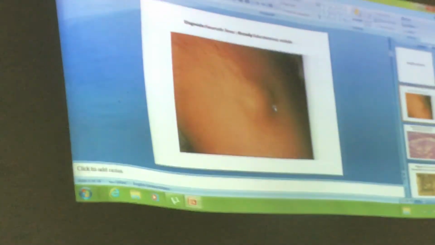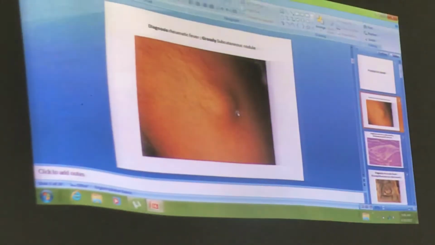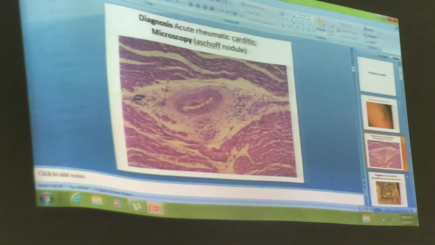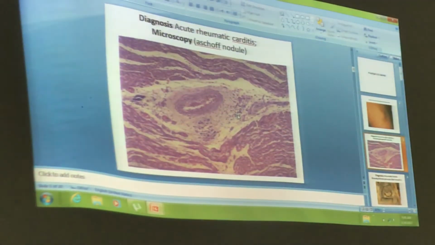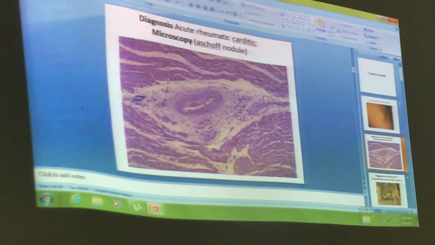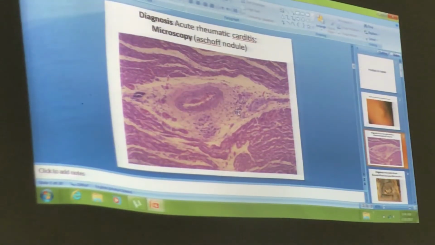Rheumatic disease, known as Aschoff's nodules. They are subcutaneous nodules. What will you write more about them? This is acute rheumatic carditis, microscopy, Aschoff's nodule. Whatever is written in the lecture for Aschoff's nodule, you can write that there are inflammatory cells and all.